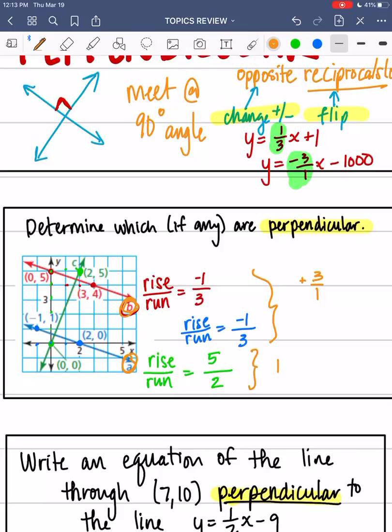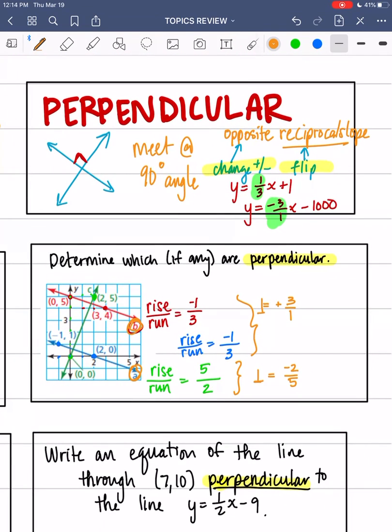This one, the perpendicular slope to 5 halves would be negative 2 over 5. And we don't have anything with slope negative 2 over 5. So it's kind of a lame example, none of them are perpendicular. None of them are. So lame.